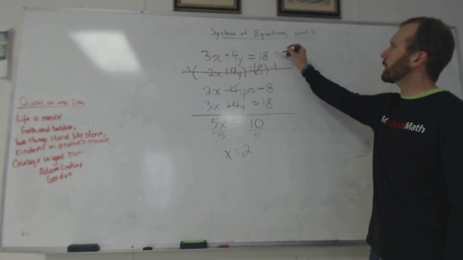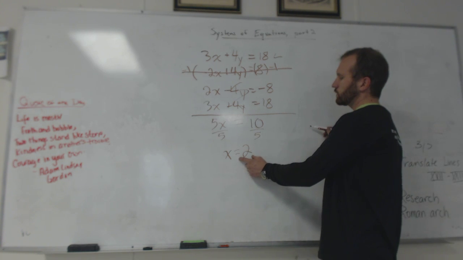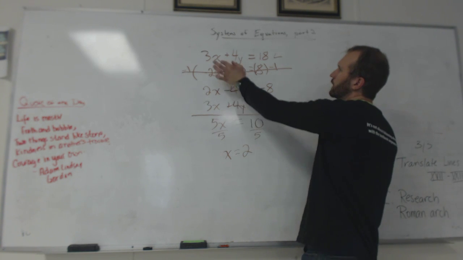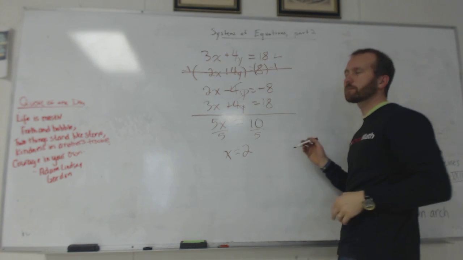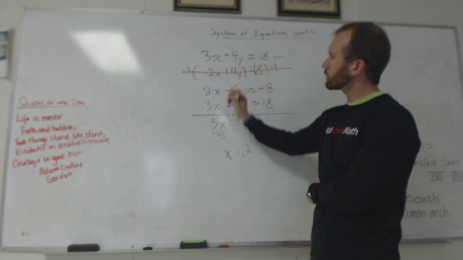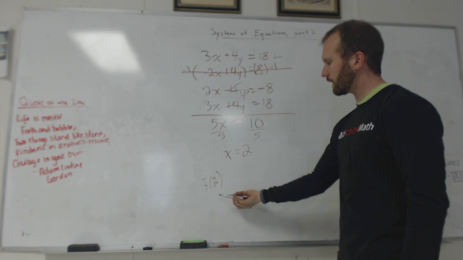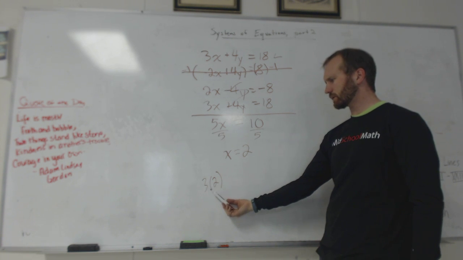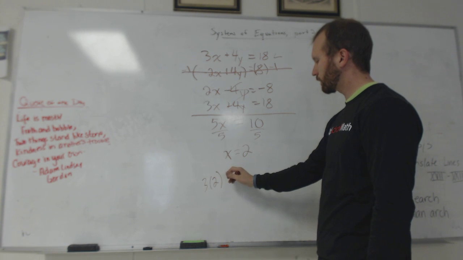Let's plug it into this top one. So if x equals 2, and I plug that into this equation, what will I get here? 2 plus 4, 3 in parentheses 2. Nice. I love how you said that. What does this mean, 3 in parentheses 2? What does that mean? 3 times 2.